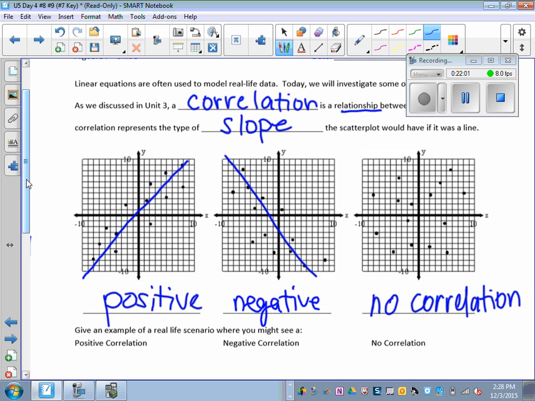We want it to be increasing. But let's say, for example, your age compared to how tall you are. To a certain extent, the older you get, the taller you get. How about another one?